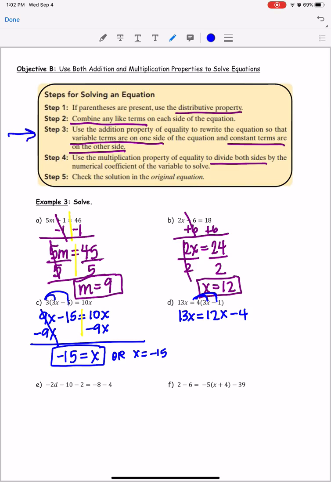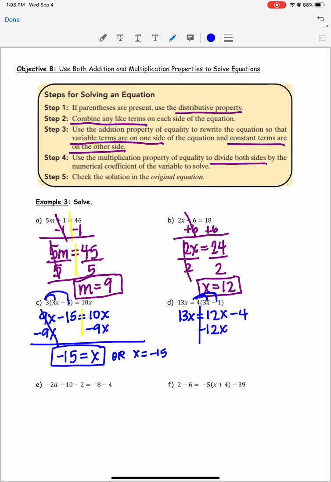So now on to step 3. We need to get the variable on one side, the constant on the other. So this time, my constant is already by itself over here. So that means I need my variable over here. So I need to move this 12x over here. You already have your constant by itself, so my variable needs to go over here. So the opposite of a positive 12x is a negative 12x.